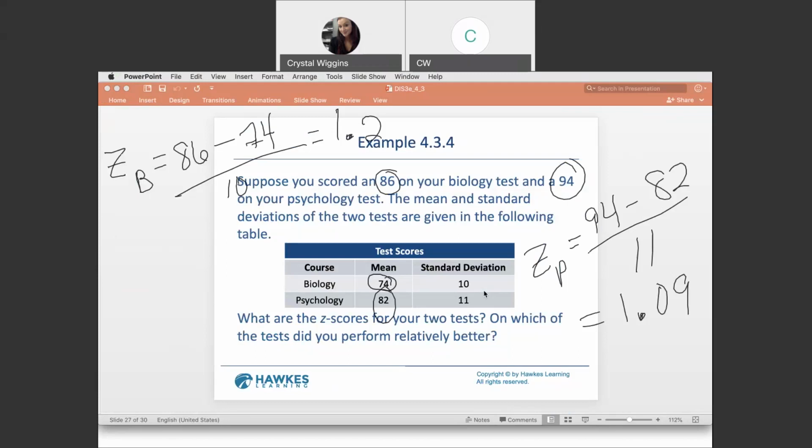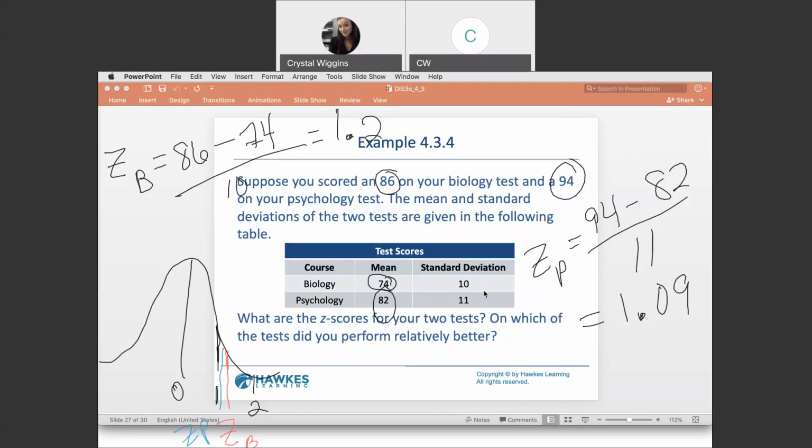But if I was to look at the standard normal curve and compare these two z-scores, here's a standard deviation of 1, and here's a standard deviation of 2. So 1.2 would be about here. That would be your biology z-score. But the other one is not that far below at 1.09, and that's your psychology z-score.